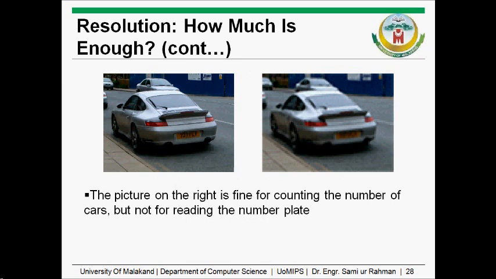Now, apparently the left one is a good image, the right one seems a bad one. But if you have software which just counts the number of cars, then for this purpose the best image would be the image with a very low number of pixels, because it will reduce the computation time. So for that purpose you should select the right one. But if you want to read the number plate, you cannot do this from the right one. In this case you need a high resolution image.